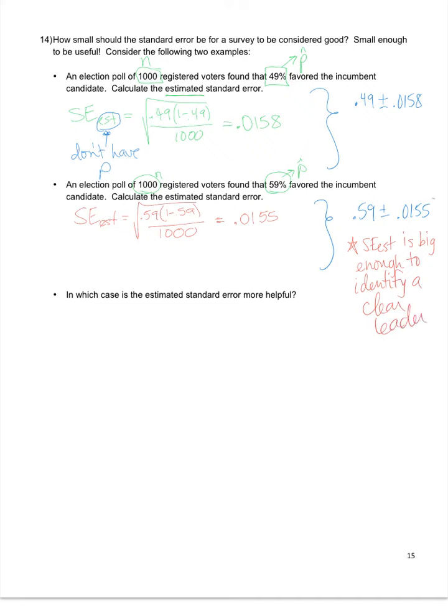And it isn't so much that this is bigger than the one we got before. In fact, it's smaller. But paired up with this, it tells us we should expect something around 59%. And since that's greater than 50%, it appears as though the incumbent has a good chance to win. Up here, your standard error really isn't big enough to identify a clear leader. So your estimated standard error is not big enough in this case to identify a clear winner.